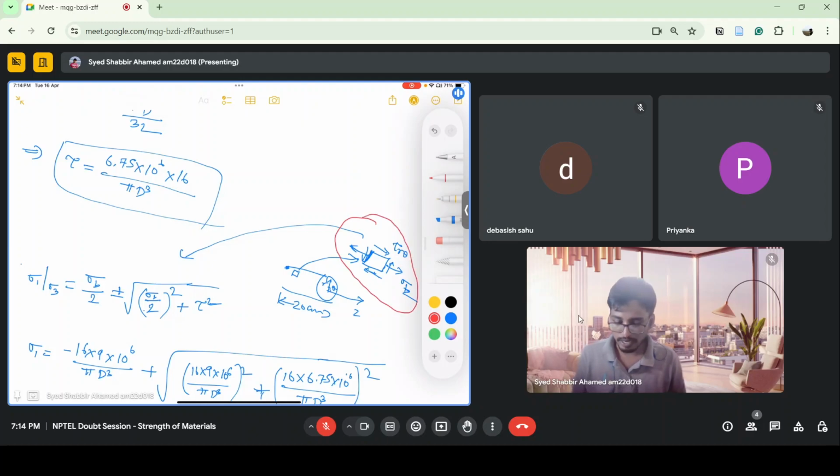Some element on the shaft will look like this. There is a bending which is happening, which occurs in the z direction. Bending stress will be occurring in the z direction, and we have the torsional shear stress, which is tau r theta. So now we have the stresses which are occurring on the shaft due to the applied force.